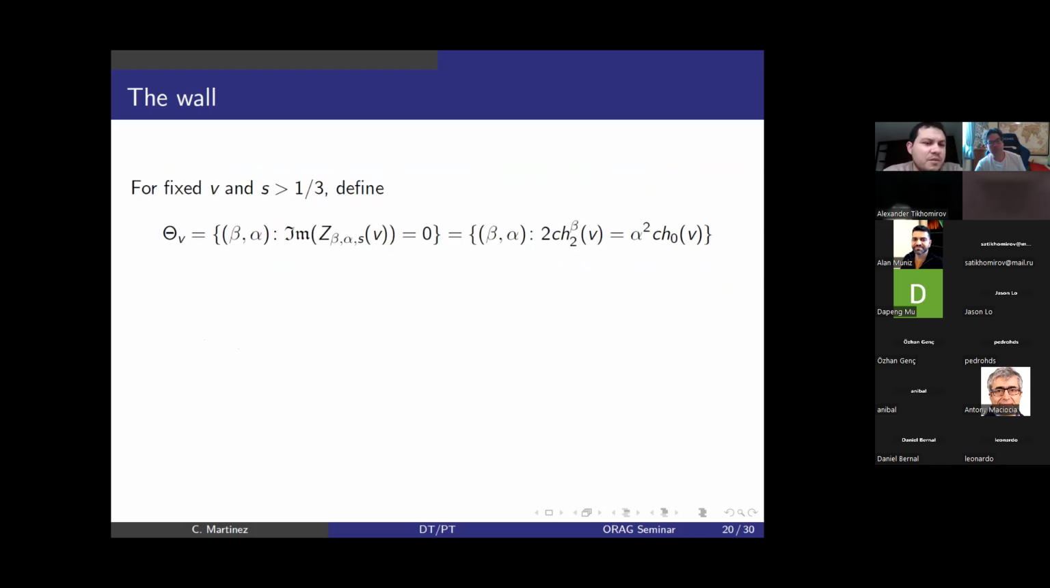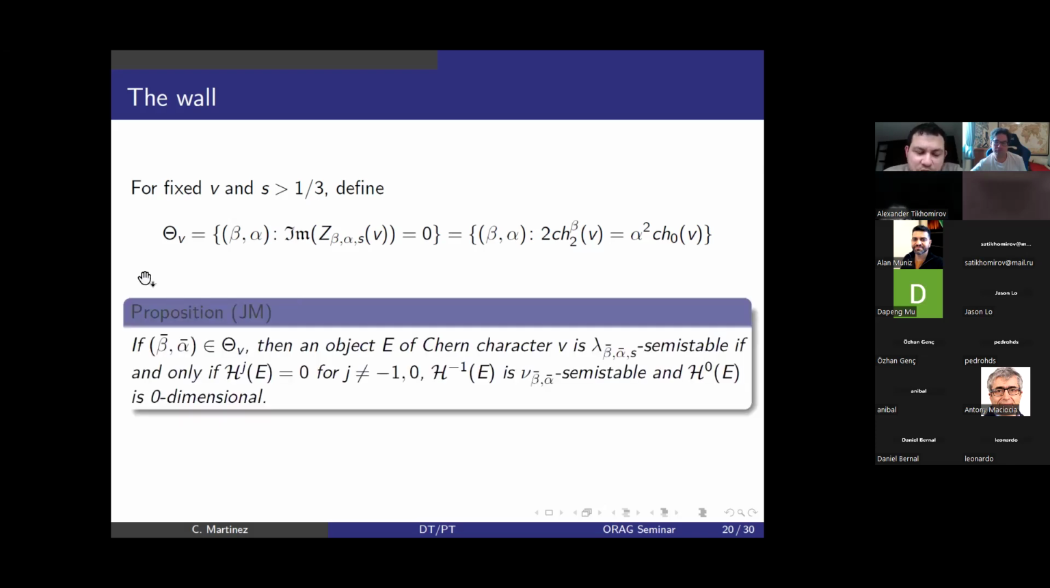So let me define it for you. I will fix the Chern character v and s a number larger than 1/3. Again, this is for the considerations that we have, the terms that we're using. And we will define theta_v to be a curve in the beta-alpha plane consisting of all those beta, alpha such that when I compute the imaginary part of the central charge on v, I get exactly 0. I can go ahead and see what the imaginary part of the central charge is, and it's exactly ch2^beta(v) minus alpha squared over 2 ch0. So that means the equation that defines this curve is exactly this: 2 ch2^beta(v) equals alpha squared ch0(v).